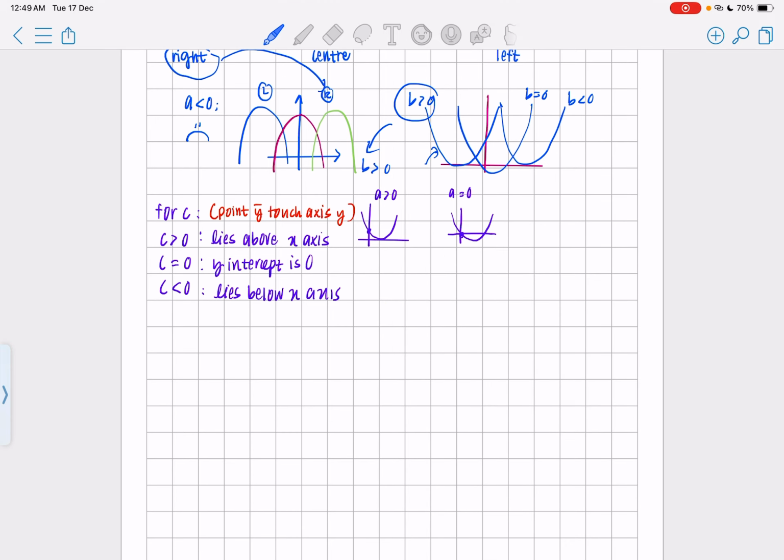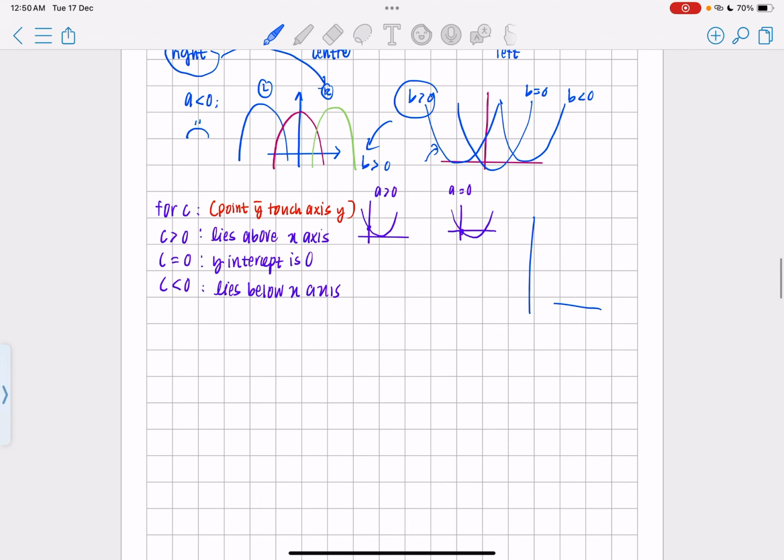Okay, for C, basically it's the point that touches the y-axis. If you want to remember, it's either here or here. Here can be any range. If it's this one, it means the y-intercept is 0. And then this range can go far. Anything, it can touch here or here. Basically the curve will touch the y-axis.